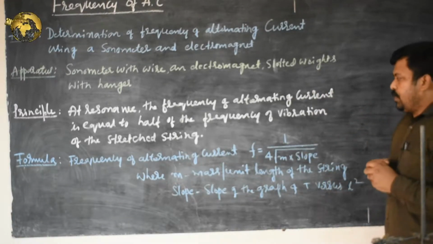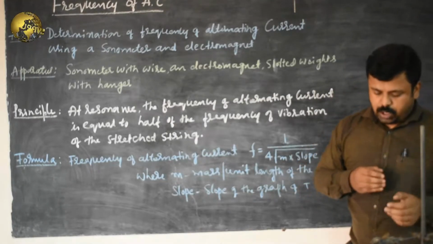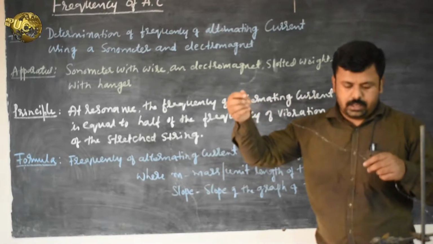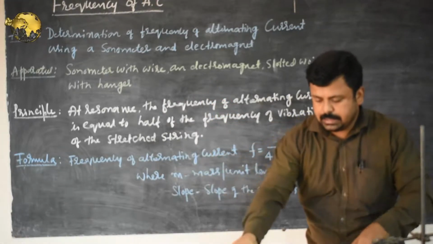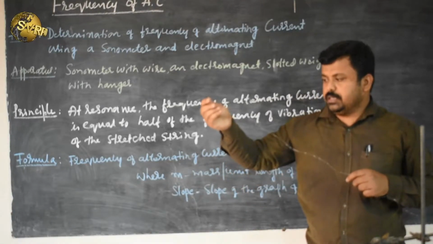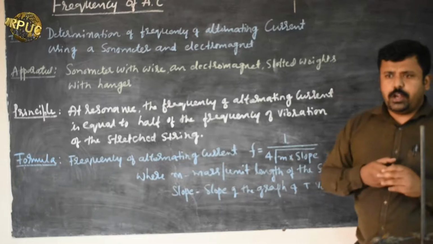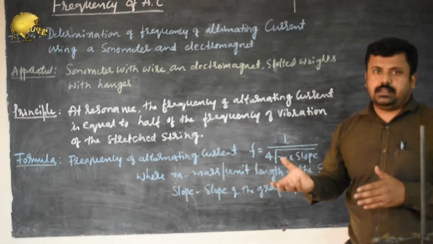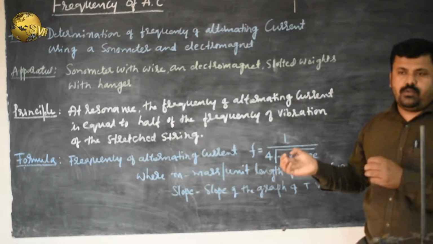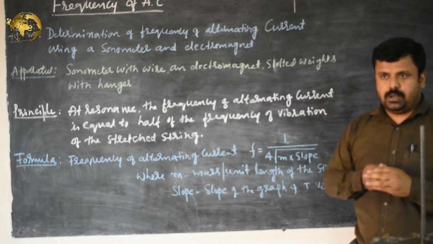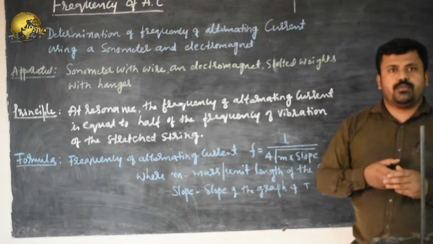The formula for the frequency of alternating current is F equals 1 over 4 times the square root of m times slope, where m refers to the mass per unit length of the string. How can we calculate it? Take 1 meter of wire and calculate its mass, mass by length, so that we get the mass per unit length. The mass per unit length of this experimental wire is 1.25 times 10 to the power minus 3. By finding the values of tension and the resonating length, we plot a slope, L squared versus T. This formula is obtained from the fundamental mode of vibration of a stretched string. So F equals 1 over 4 root m slope is an updated version of the formula for a stretched string.